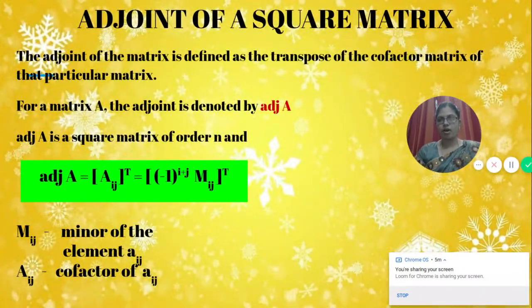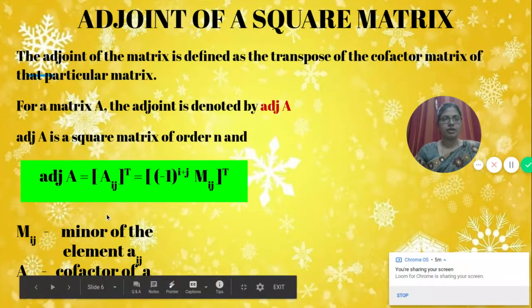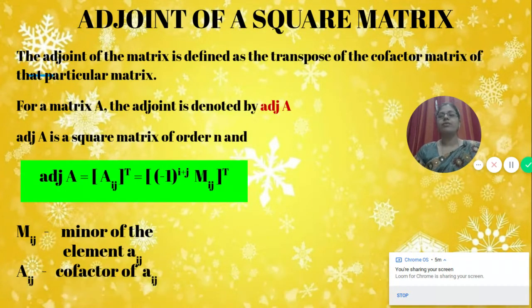I'll repeat the formula of adjoint of A. Adjoint of A is equal to [Aij] the whole transpose, that is equal to [(-1) to the power i plus j Mij] the whole transpose. So to find the adjoint of A, we have to find the cofactors of the elements aij, put them in a matrix form, and then transpose the matrix, and then we will arrive at the answer for adjoint of A.